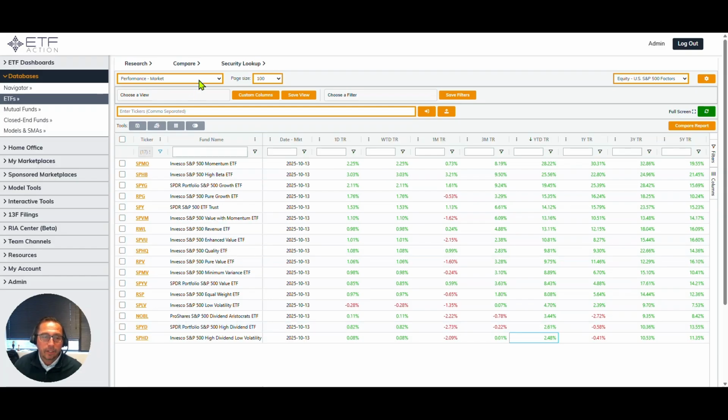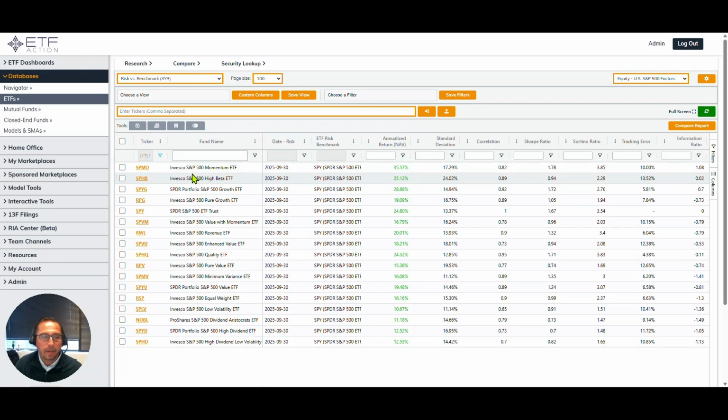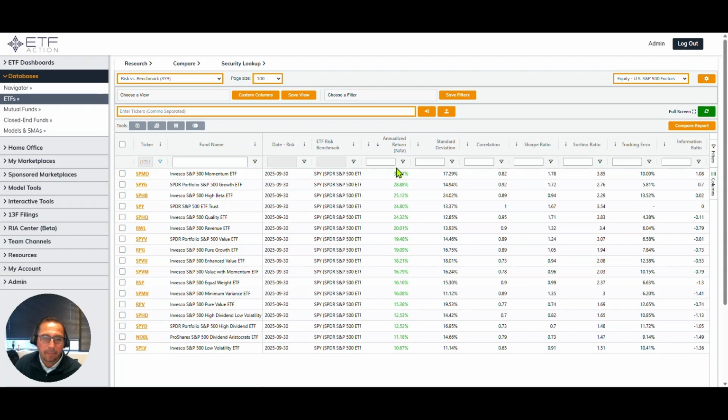Next, I might take a look at more of a long-term risk return profile. So I'll go to my risk benchmark. These are updated monthly. Let's just take a look through some of your standard risk measures. First and foremost, we'll do annualized return on a 3-year basis. SPMO again, SPLV down at the bottom. Big difference. These are annualized returns, so a huge difference across these strategies.